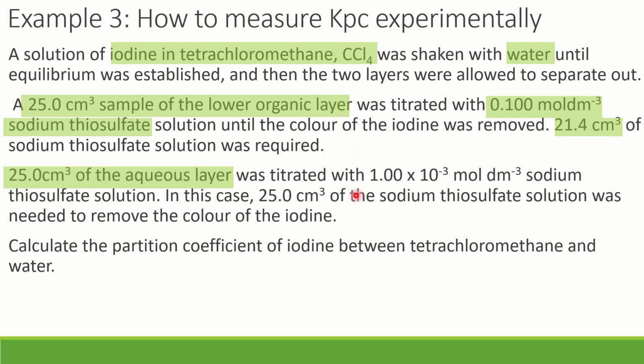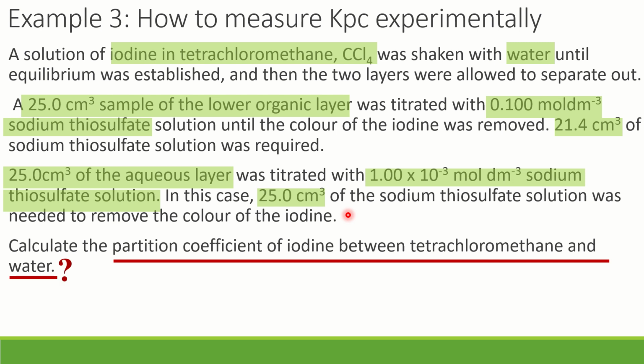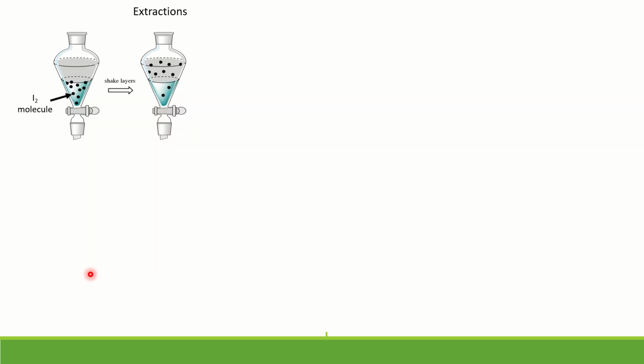Now, another one is that you do the same thing with your aqueous layer. You take 25 cm cube of the aqueous layer and then you titrate it with sodium thiosulfate. But if you do realize, here I'm using a lower concentration of sodium thiosulfate. But still, I'm using sodium thiosulfate because it will react with the iodine. Now, for this titration, it will require 25 cm cube of the solution. And the same question, we are looking for the partition coefficient of iodine between the tetrachloromethane, which is CCl4, and water. So let's take a look at the diagram.